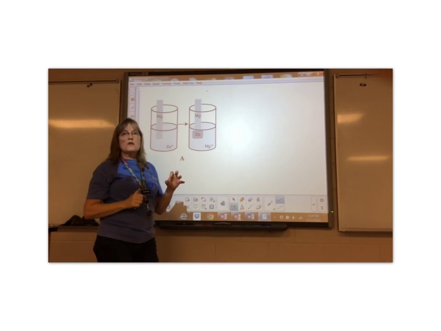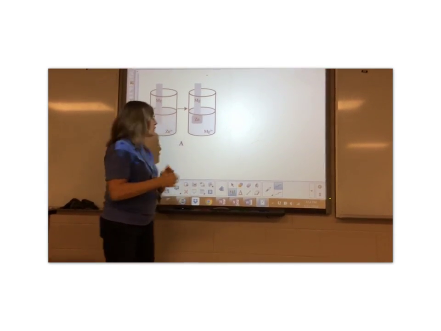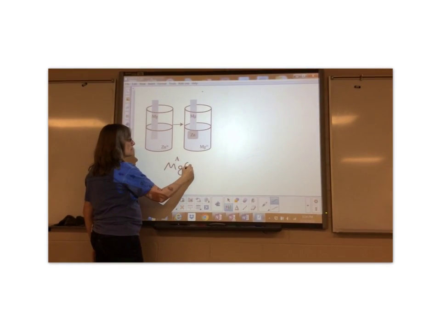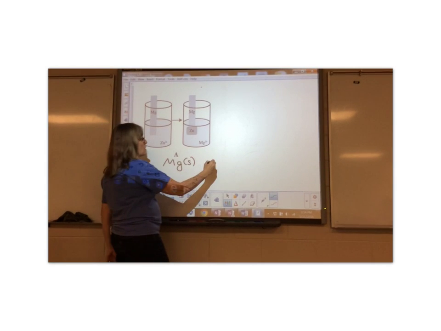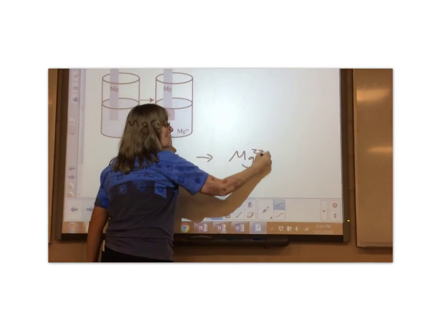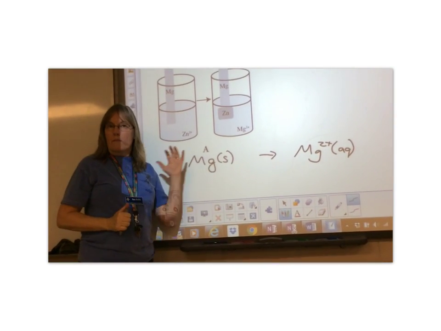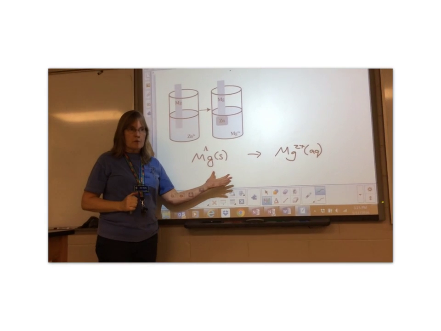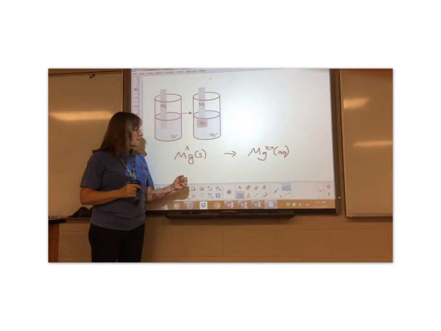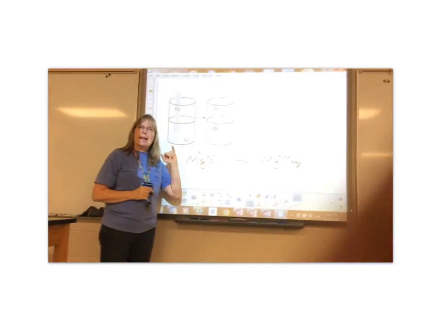So what I want you to notice with this is we can write two half reactions. The first half reaction is the magnesium that is a solid turns into magnesium ions dissolved in the water, so it's aqueous. But this isn't balanced for charges. What do we need to do to balance these charges? Add the zinc ion with its charge to one side and the pure zinc to the other side. Well, that's going to be our second half reaction.